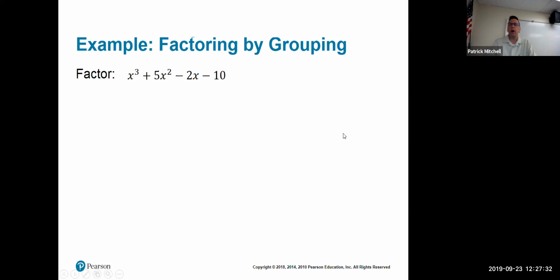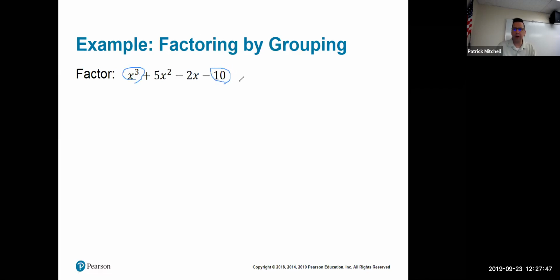So the first thing I look for is, is there anything that all 4 terms have in common? And the answer is no, right? I mean, the x cubed and the 10 don't even have anything in common. So how could all 4 have something in common? So GCF is not going to help me. The greatest common factor is 1. So the next thing I'm going to try is grouping.